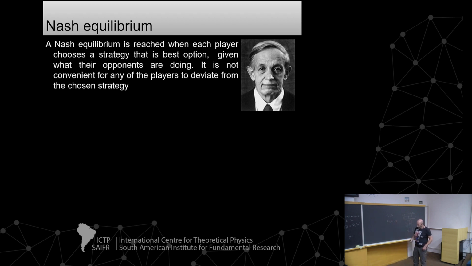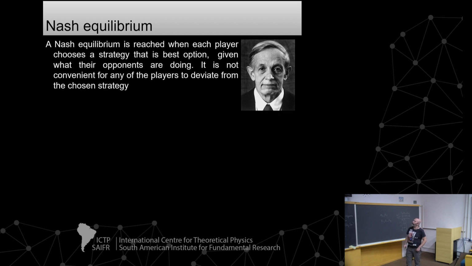So this is Nash, a picture of Nash. A Nash equilibrium is reached when, and this is maybe a way of putting into words what we have defined in the former slide, each player chooses a strategy that is the best option, given what the opponents are doing. So it is not convenient for any of the players to deviate from the chosen strategy.